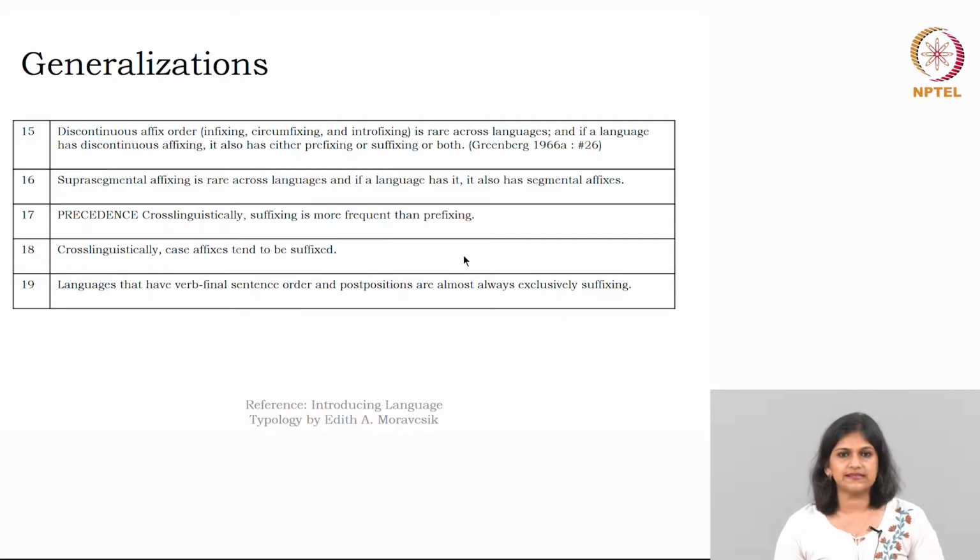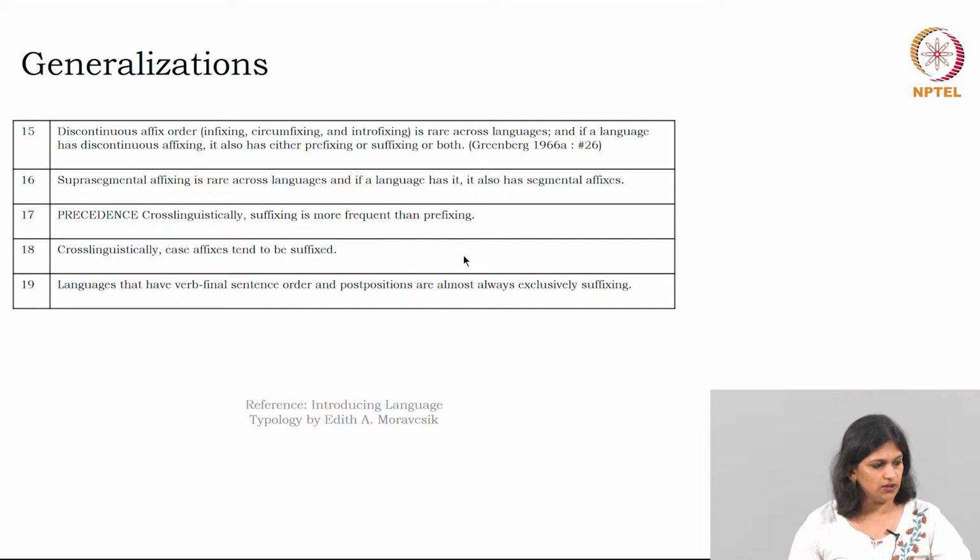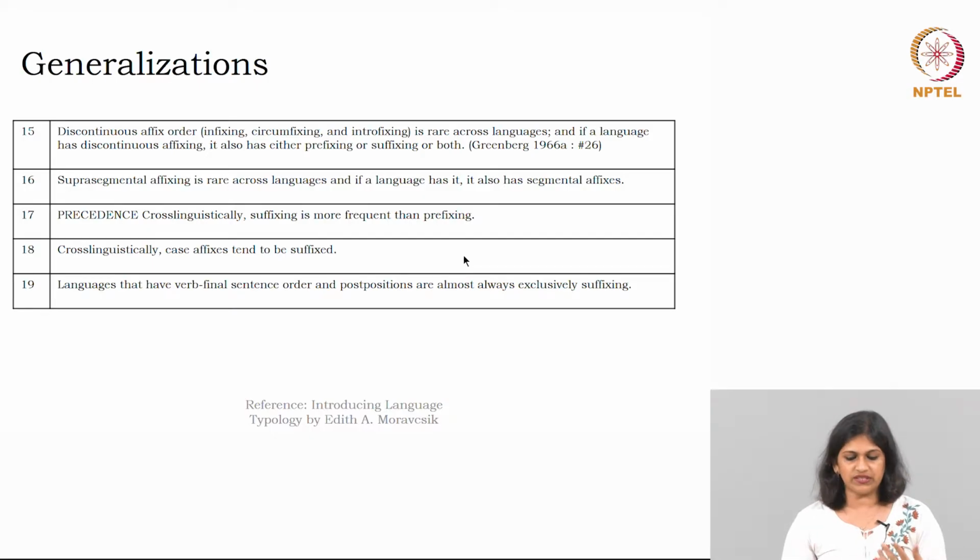Then we will move to the 16th generalization, which talks about suprasegmental affixing, which is considered to be rare across languages, and if a language has it, it also has segmental affixes, right. So, suprasegmental affixes would be rare in some cases. However, if a language has suprasegmental affixes, then it will surely have segmental affixes also.